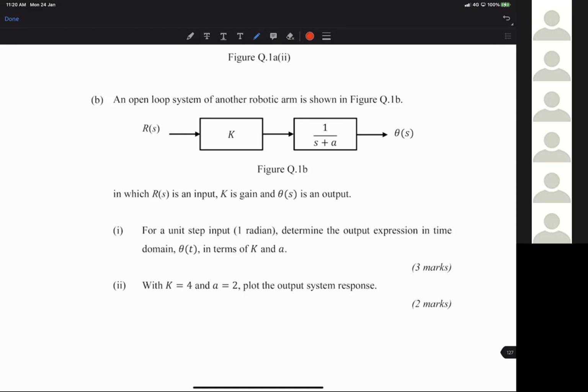An open loop system for another robotic arm is shown in figure Q.1b, in which R(s) is an input, K is gain, and theta(s) is an output. One, for a unit step of 1 radian, determine the output expression in time domain theta(t) in terms of K and A. Two, with K equal to 4 and A equal to 2, plot the output system response.